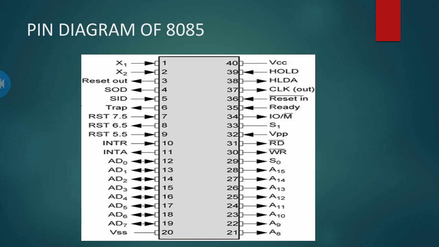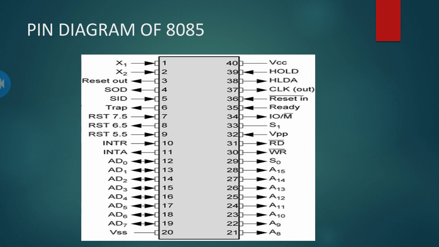Next pin, pin number 36, is the reset pin. Reset in. I have already told you about reset in and reset out. Reset in is used to reset the program counter register, whereas reset out is used to reset all the input output devices. Now pin number 37. Pin number 37 is clock out, CLK out. Clock out is a pin which is used to handle the internal clock of the microprocessor.